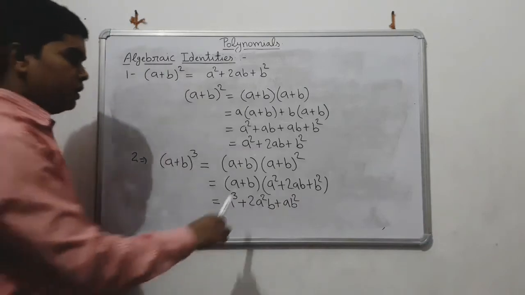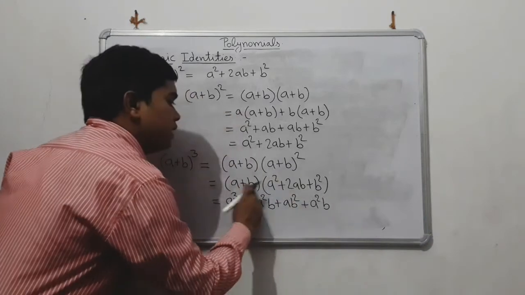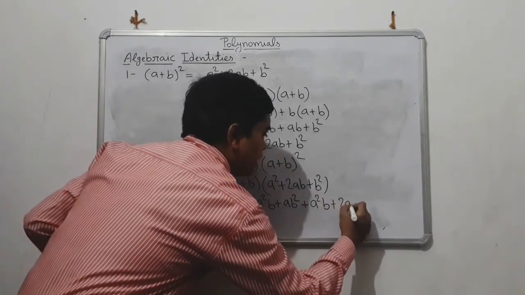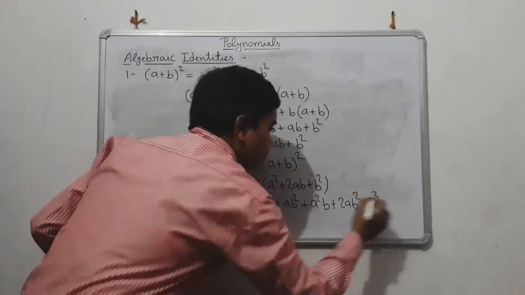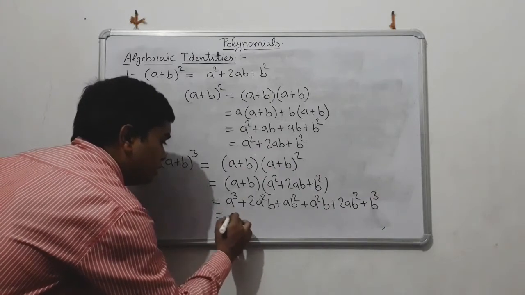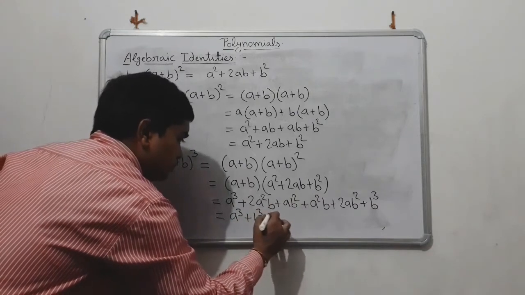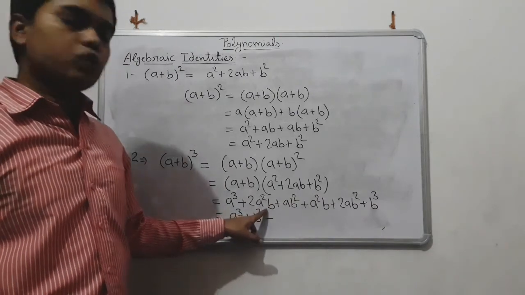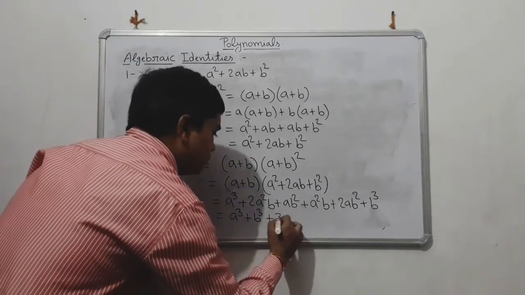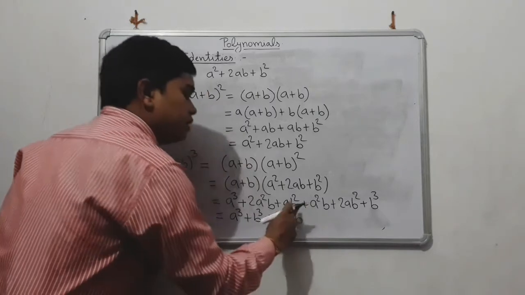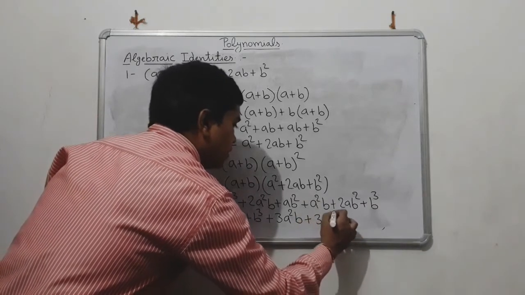Okay. Now multiply by b. So b into a square you will get a square b, b into 2ab we will get 2ab square, and then plus b into b square we will get b cube. Now you can write a cube, and this b cube I am writing here, plus b cube. Children, 2a square b, and here we have a square b. So 2a square b plus a square b means 3a square b, and similarly ab square plus 2ab square, you will get 3ab square.